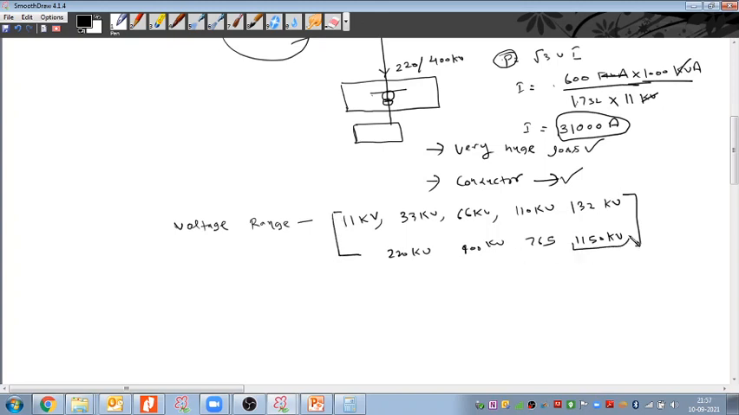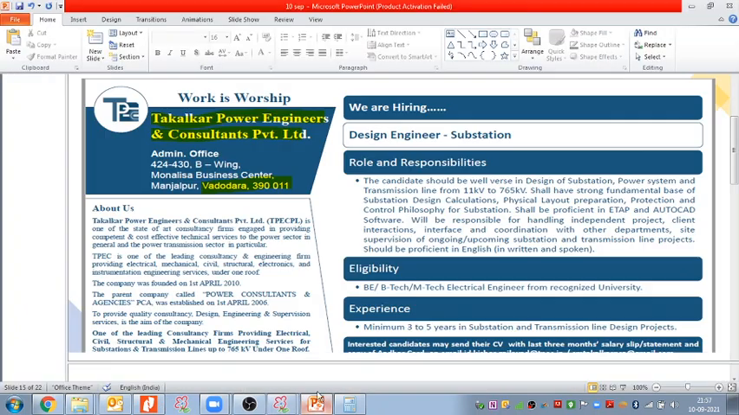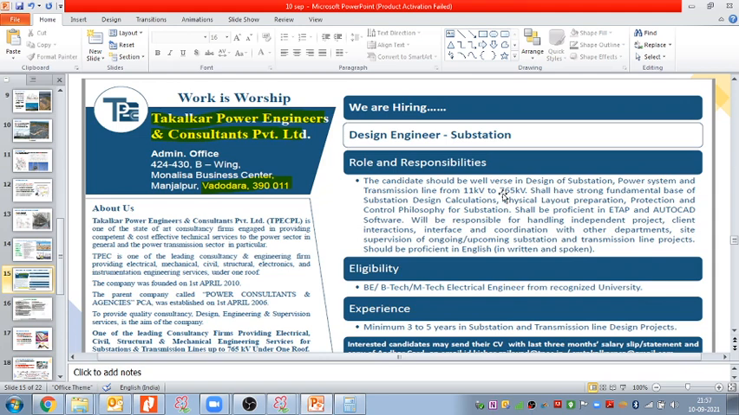1150 is not very much in practice. This is under the R&D stage only. Up to 765 kV it is in operation. So from 11 to 765 kV, every voltage level we are going to cover and discuss. So every voltage we will cover from 11 to 765 kV. Intermediate voltages we will also cover.